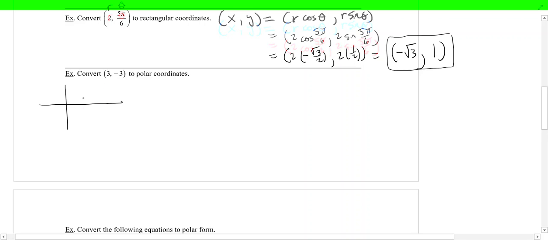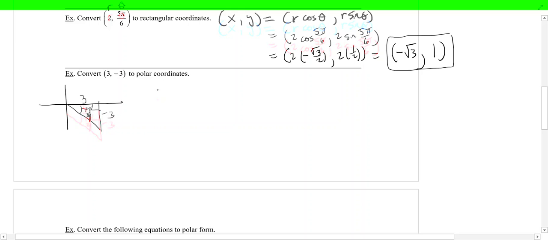So what does it look like? It is 3. So this is 3. This is negative 3. That means this is a 45, 45, 90 right triangle, which means it's pi over 4. And in the 4th quadrant, we know that that's 7 pi over 4. So that angle is 7 pi over 4 because it's a 45-degree angle. It's kind of obvious, right? So the only question is, what's the radius?